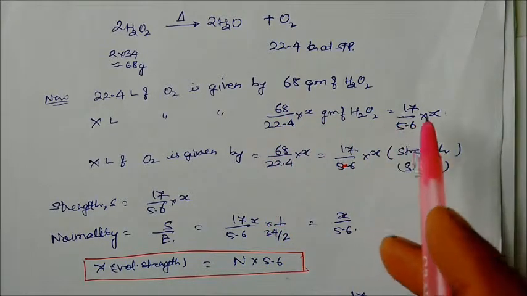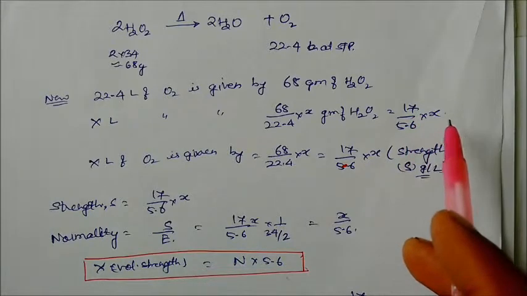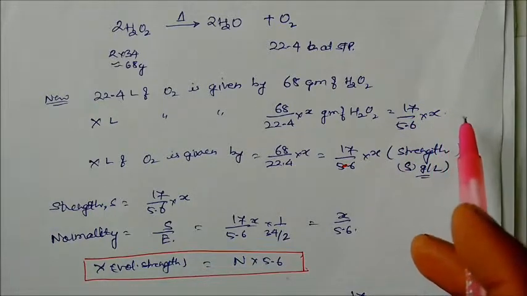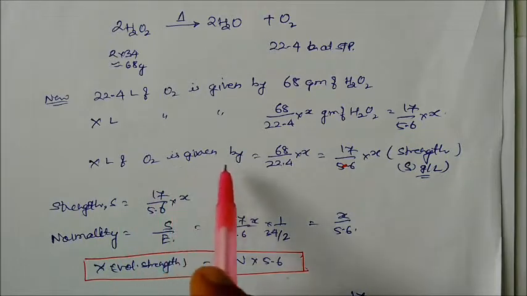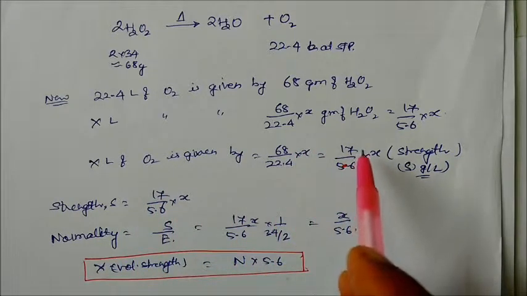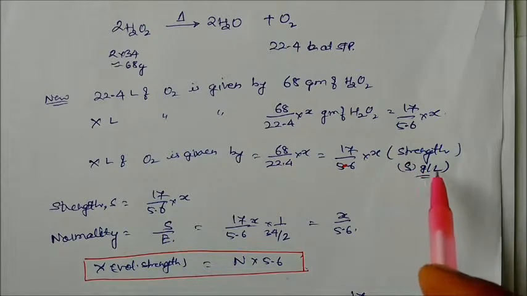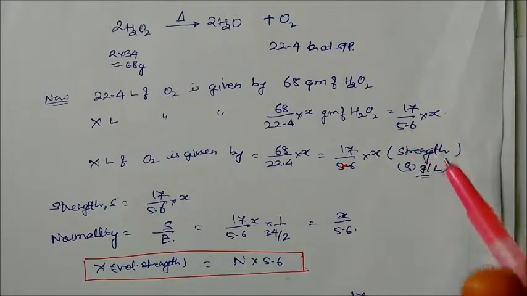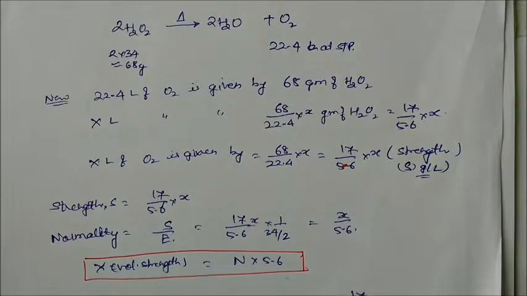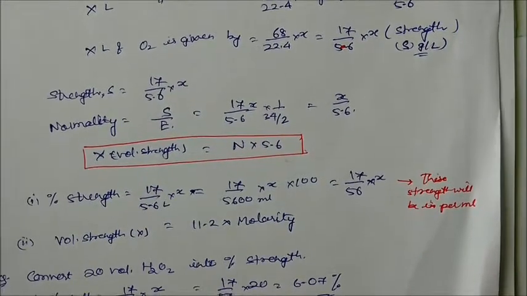So this will be 17 divided by 5.6 into X. This means X liter of oxygen is given by 68 by 22.4, that is 17 by 5.6, into X gram of hydrogen peroxide, and this is nothing but the strength, that is S gram per liter. So strength is 17 upon 5.6 into X. This is our strength.